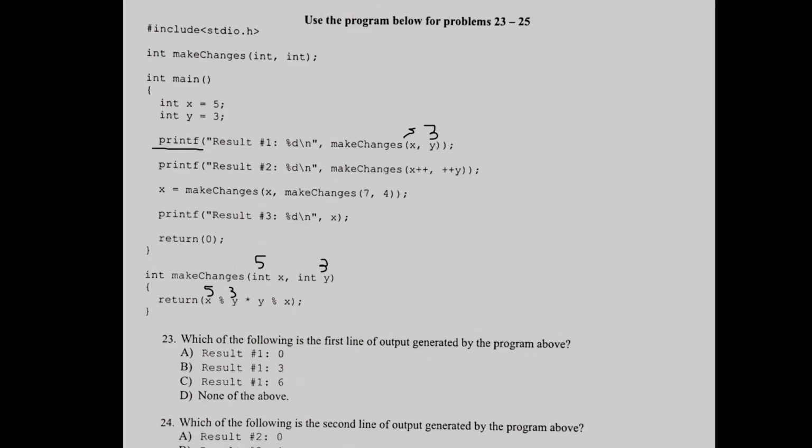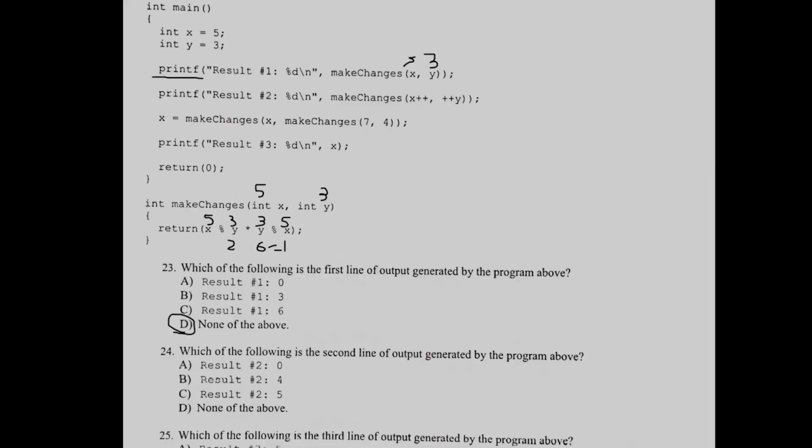5 modulus 3 times 3 modulus 5. Now, in this case, modulus has the same precedence as multiplication, so you just evaluate this from left to right. So 5 modulus 3 is 2 times 3 is 6. Modulus 5 is 1. 1 is not an answer choice, so the answer to 23 is D, none of the above.